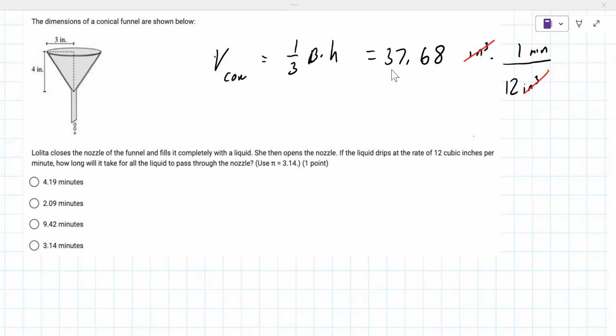Okay, so 37.68 divided by 12. Yeah, I got 3.14. Okay, so there you go. You got it. All right, here's the numbers just in the chat.